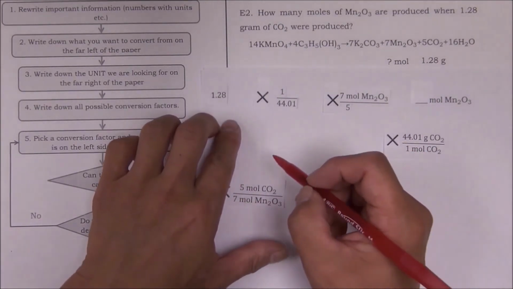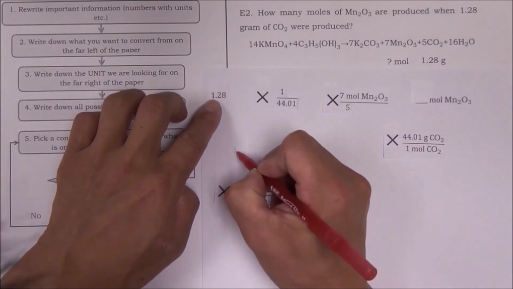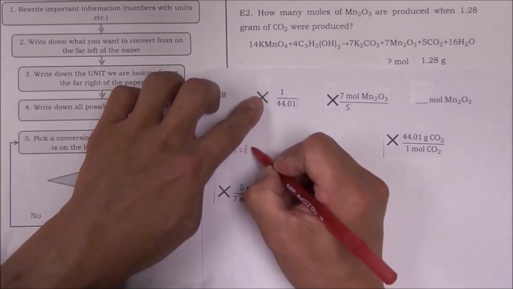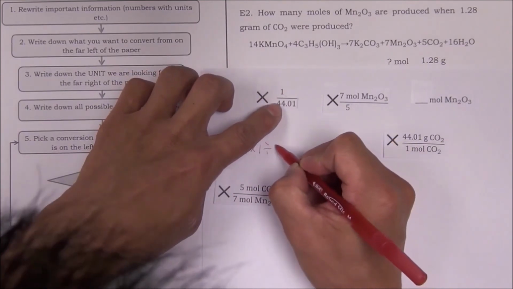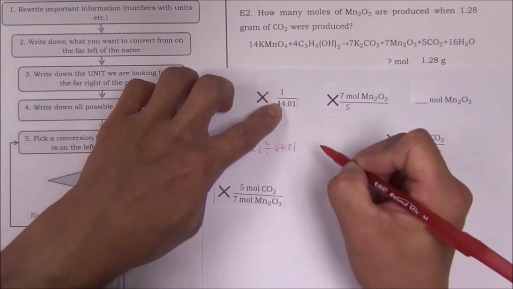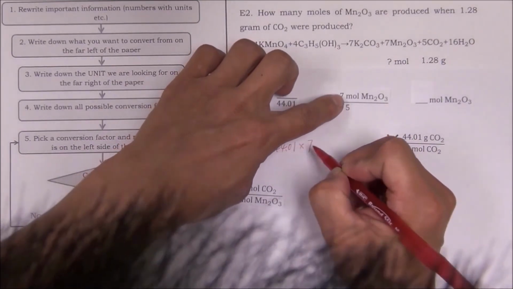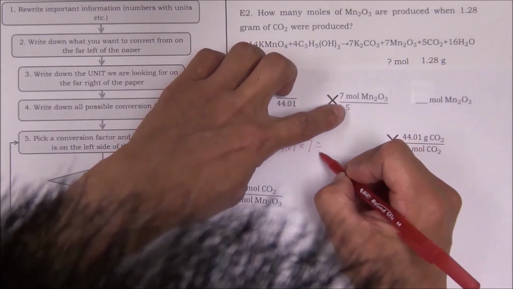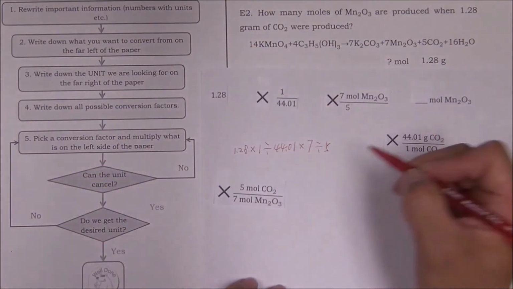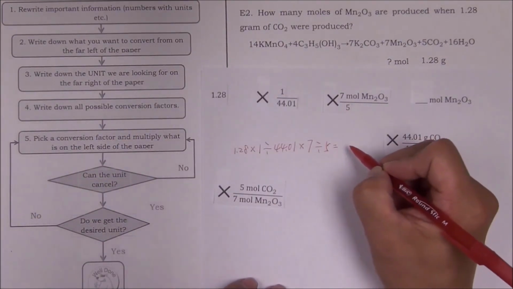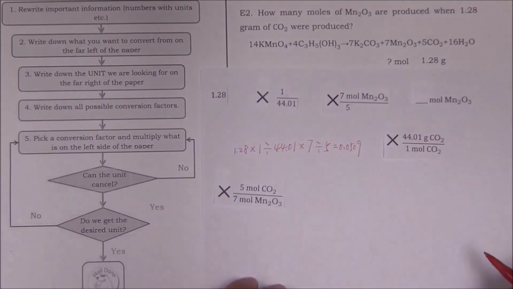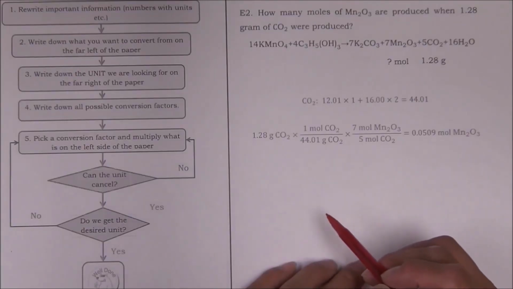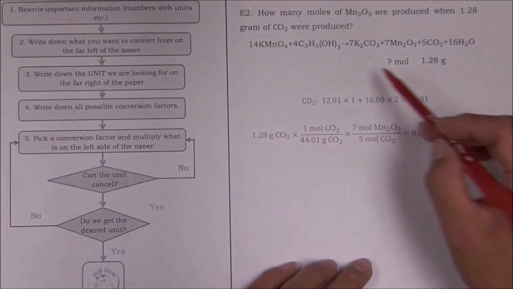Then let's see what we can get. 1.28 multiply 1 divide 44.01 multiply 7 divided by 5. From the calculator, the answer is 0.0509. To avoid any penalty, you need to put down everything on this page.